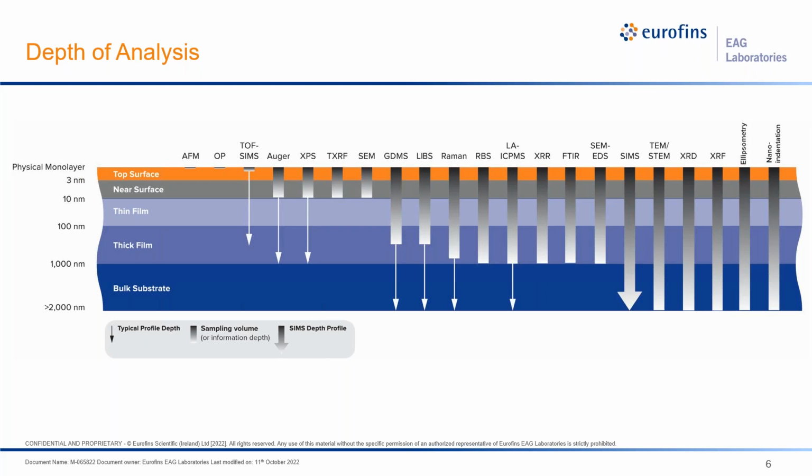The chart also shows some of these techniques have arrows extending deeper, and this tells you that these deeper depths are available through sputter depth profiling, and that's just simply removing sample material with an ion beam.